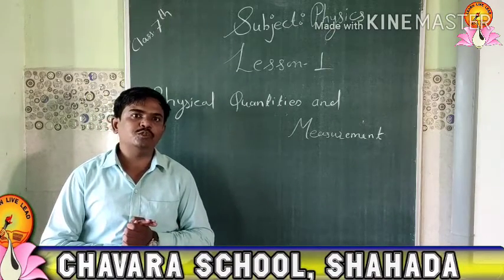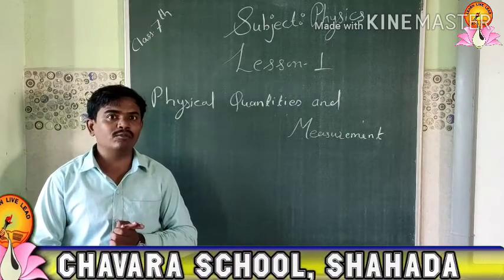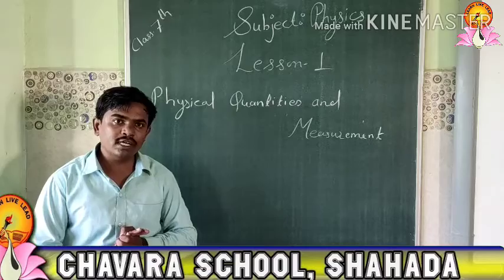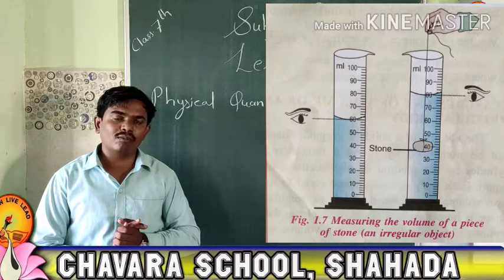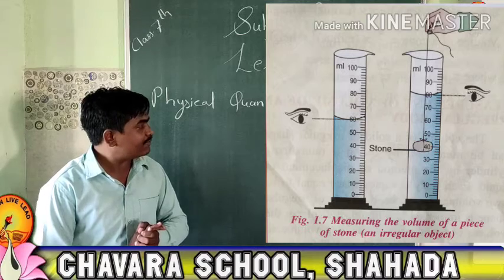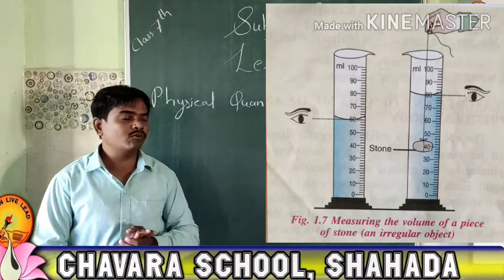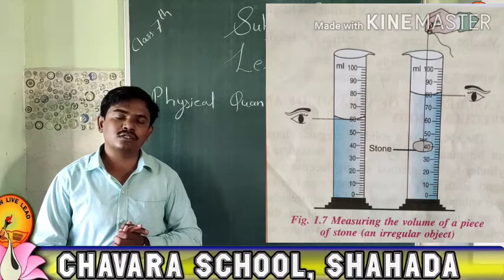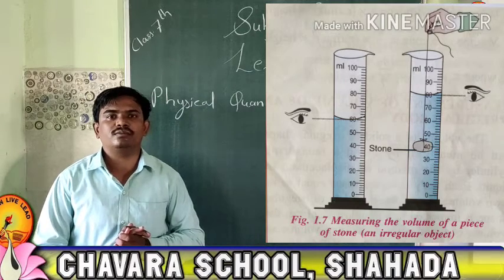Now students, I will teach you measurement of volume of irregular objects. So irregular objects, for example, stone. So how will you find the volume of stone? Here you can see in this picture, we will observe that the volume of water displaced by the stone is equal to the volume of the stone.